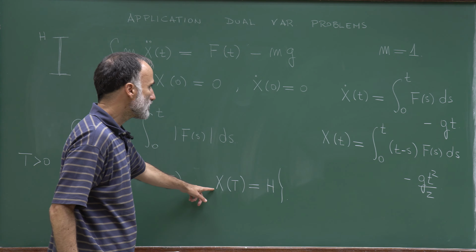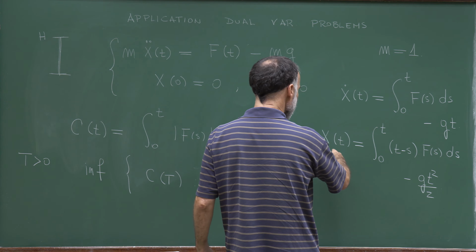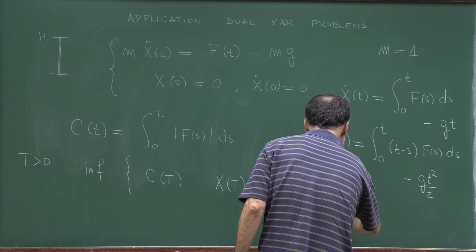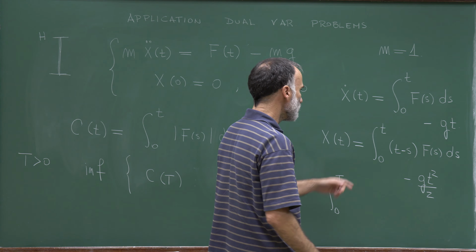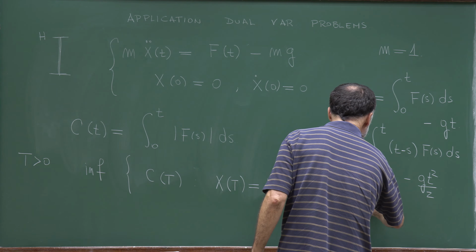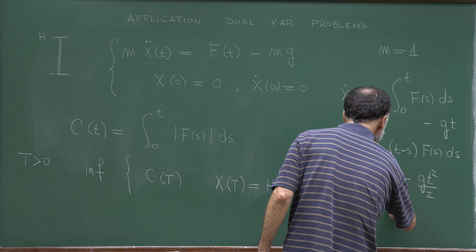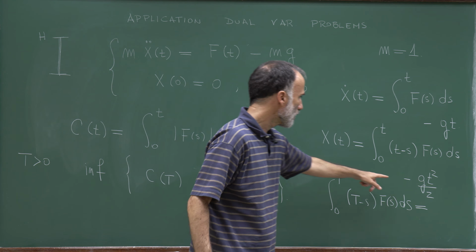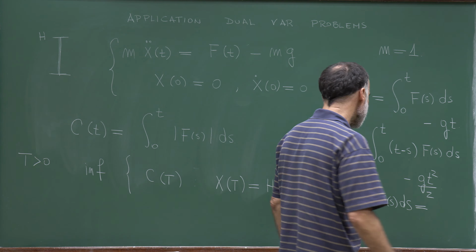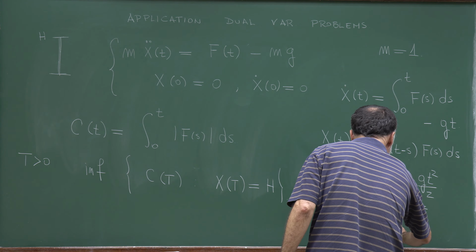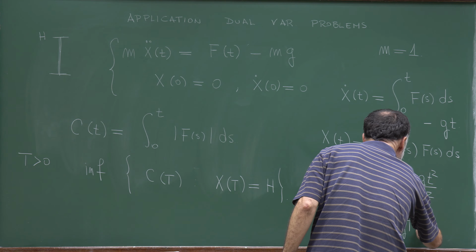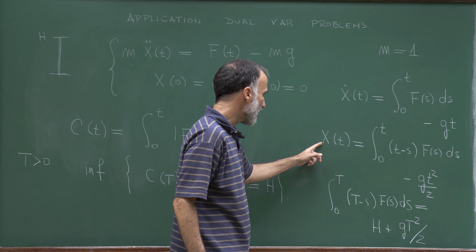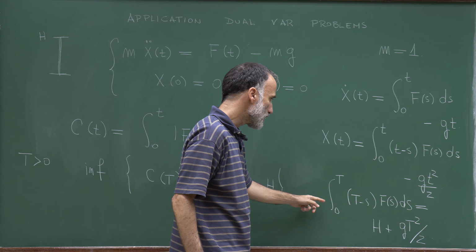So now x(T) equal to h means that this expression at time capital T has to be equal to h. So what I want is that the integral from 0 to T of (T minus s) f(s) ds has to be equal to h plus g T squared divided by 2. So this is the equation x(T) equal to h. It's equivalent to this equation.